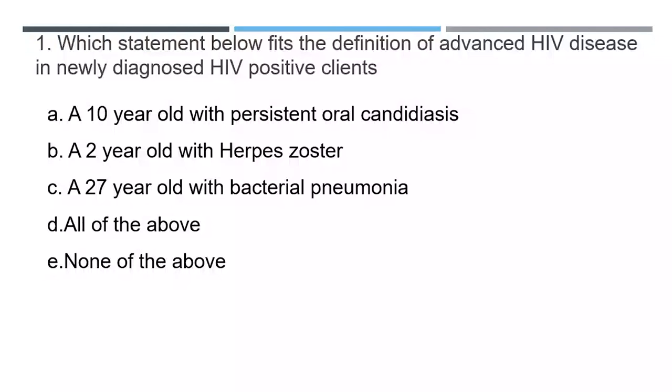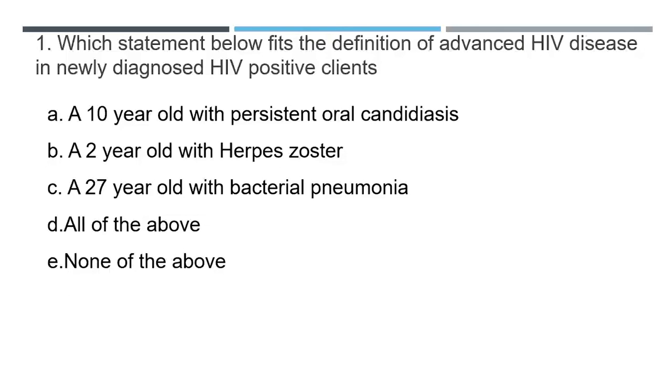So, Rochelle, it's the opportunity to give you the results. Let me do it as a leaderboard, starting from the lowest ranking up to the highest. 7%: none of the colleagues decided that it would be a 2-year-old with herpes zoster or none of the above. 7% of the respondents decided that it should be a 10-year-old with persistent oral candida. The second highest tally was 21% of the participants who believe that it's a 27-year-old with bacterial pneumonia. And then a roaring 71% of all the participants believe that it's all of the above.